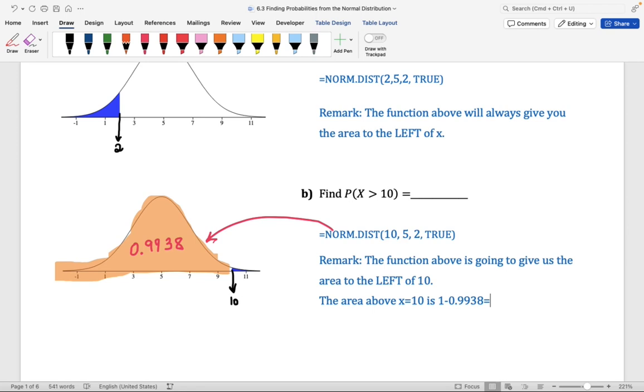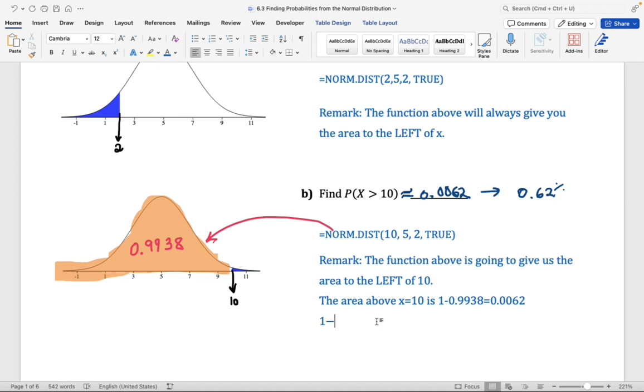1 minus 0.9938 is equal to 0.0062. Thus, the probability of x being greater than 10 is about 0.0062, which is equivalent to 0.62%. Notice, if I take 0.9938 plus 0.0062, I get 1. Notice what we did.